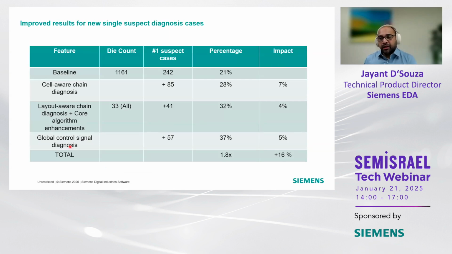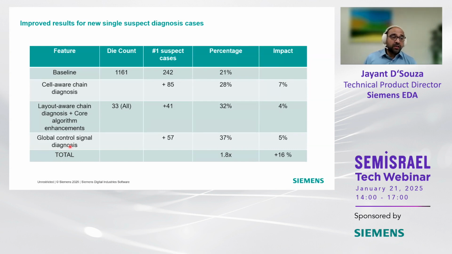One of the key metrics of chain diagnosis is how many single suspect diagnosis cases you can obtain. With these three pieces of new technology enabled, in a high volume silicon study, we found on an average at least a 21% increase in just the baseline cases, and overall, cell-aware chain diagnosis itself accounted for about 28% of the increase, impacting 7% of those over 1,100 die that we ran diagnosis on.